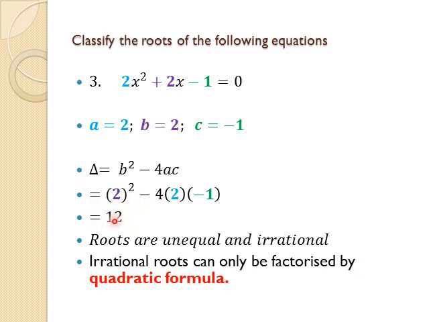12 is positive, but it's not a perfect square. So the roots are unequal and irrational. Right, so if it's a positive value but it's not a perfect square, roots are unequal and irrational. In short, what that means is irrational roots can only be solved by using the quadratic formula. So to solve this, I'm going to use the quadratic formula.